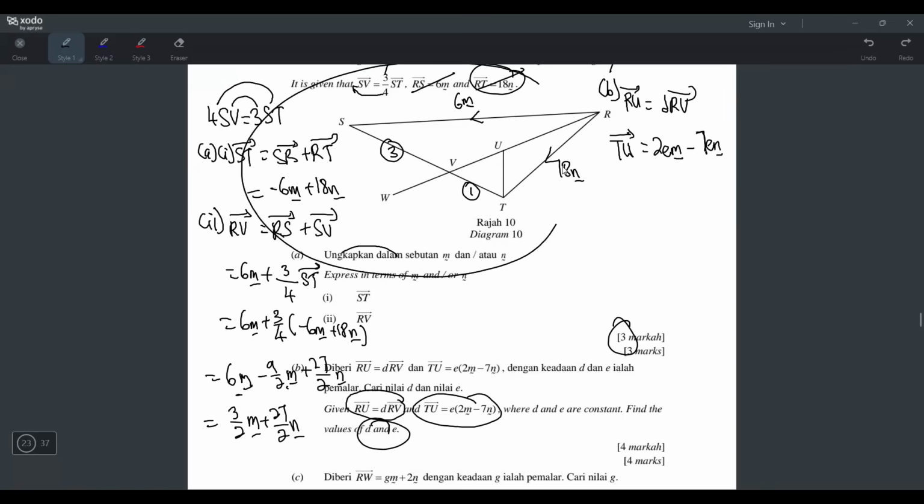If you look at this diagram, there is no D and E. The only place that has D and E is here and here. So you need to think about how to connect these two equations into one equation.